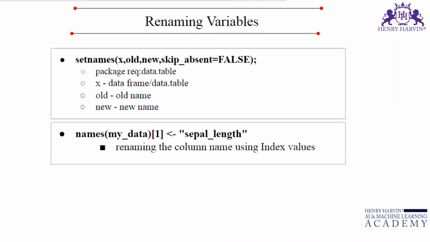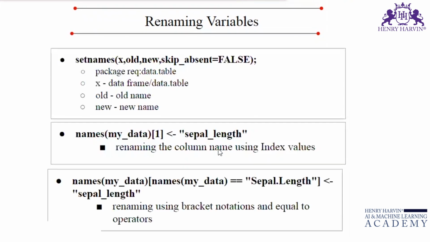In the names command, we use it along with the square brackets notation. Here we use an index number, as you can see mentioned here is 1, to identify the column number of which we want to change the name. Next, we can also use the names command along with square notation, but particularly specifying the name of the column that we want to change.